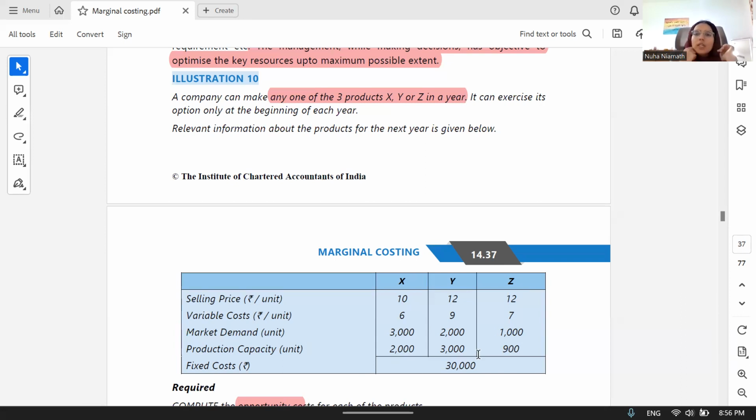Okay. Now, what is the issue with the company? The company can sell only one out of the three products. Either it can sell X, or Y, or Z. It cannot sell all three. So what is the problem now? If it decides to sell X, it is going to lose the sales of Y and Z. If it sells Y, it is going to lose the sales of either X or Z. If it sells Z, it will lose the sales of X or Y.